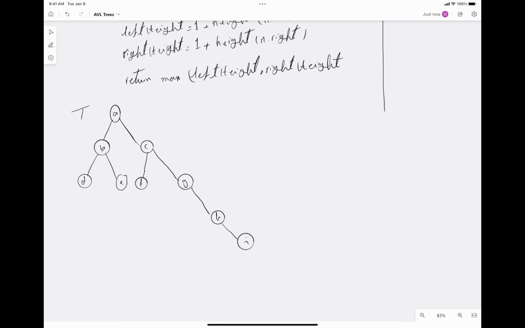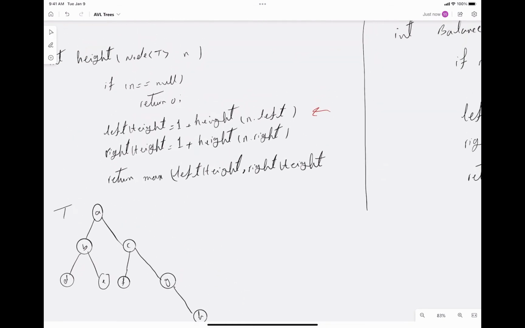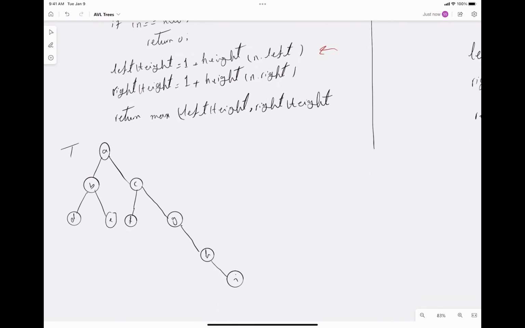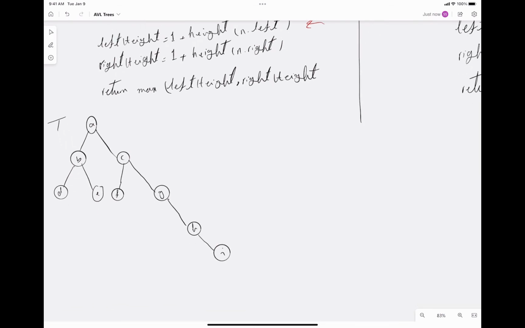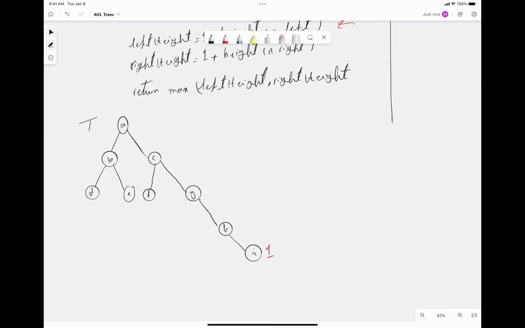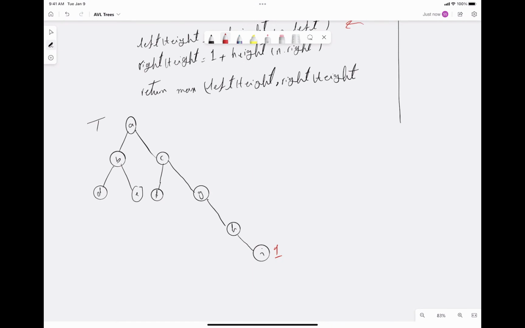So the node I, which in this case is the node n, as you see, is not null and it doesn't have any left or right child. So the left height and right height will both be equal to 1, and the maximum of 1 and 1 will be equal to 1. So the height of this node I will be equal to 1. Same thing for the nodes F, E, and D. All of them will have the height of 1. Here, these colors in red specify the height of a node.